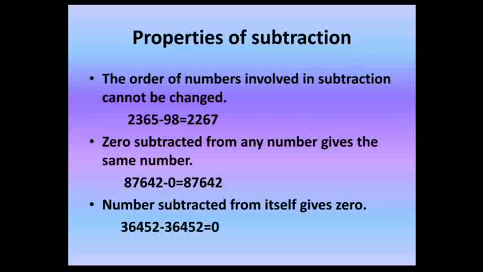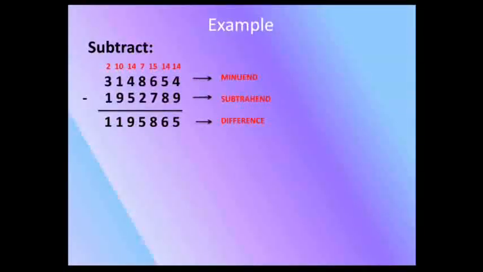Okay, it is clear. The bigger number is known as the minuend and the smaller number is known as the subtrahend. And when you subtract these two numbers, you get the difference, and that is the answer of subtraction.